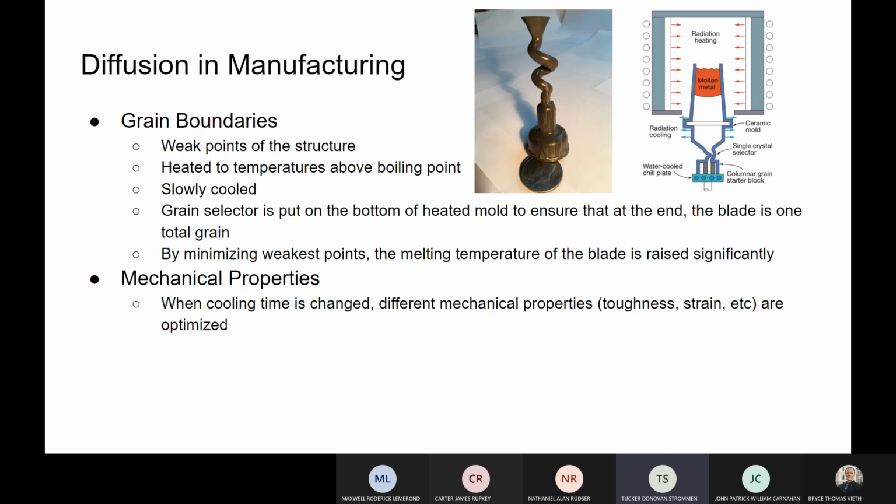By doing this, it minimizes weak points, and the melting temperature of the material is raised significantly. And then a little bit about mechanical properties. By changing the cooling time, you can optimize your different properties, such as toughness and strain, to ensure that your blade is useful for what you're using it for.